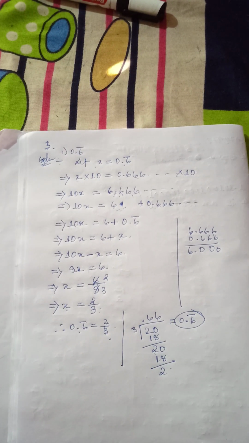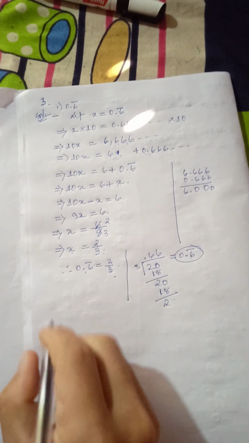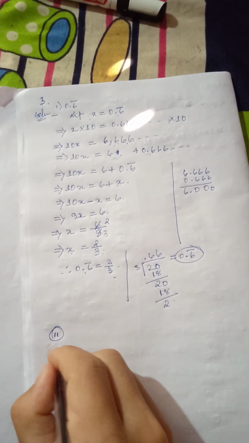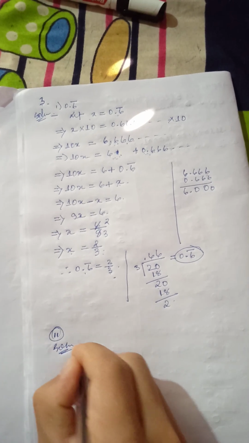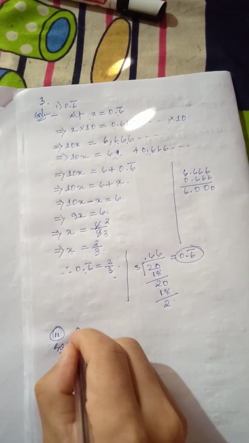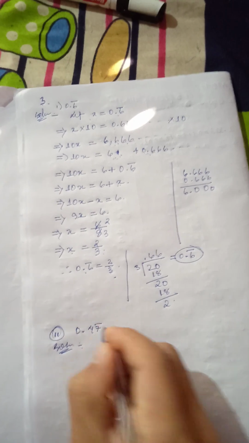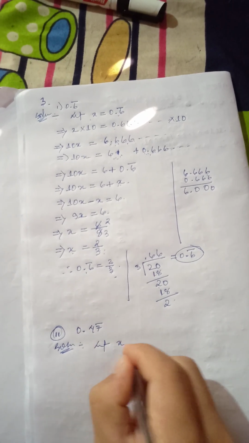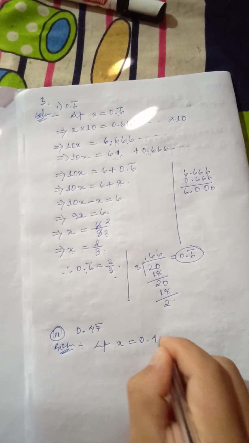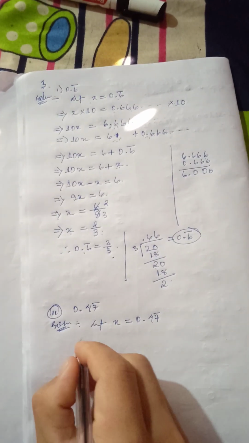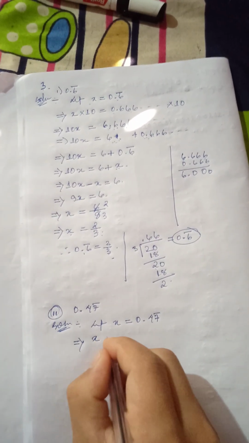Okay, then we have to move on to Roman number 2. Okay, what is Roman number 2? In Roman number 2 we have 0.47. Okay, let x equal to how much? 0.47 bar. Okay, and then x into how much?